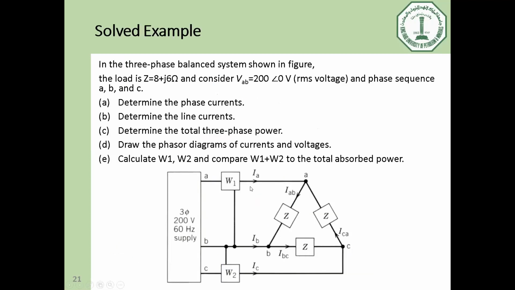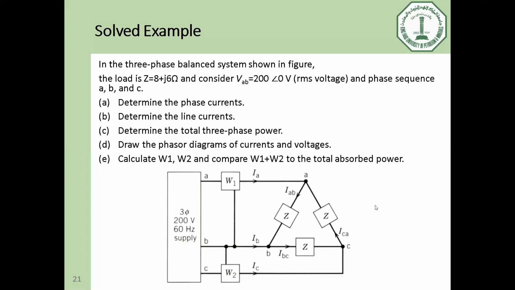What about line currents? I would like to get the value of IA. How can we get it? Let me ask you, how to calculate the line current? We can use Kirchhoff's law. Kirchhoff, which one? Kirchhoff voltage or current? Current. Current, exactly.